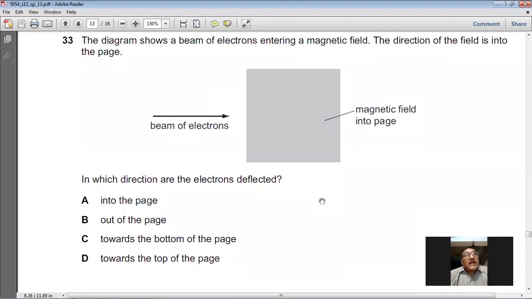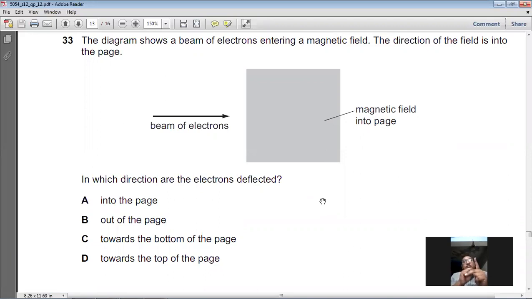The diagram shows a beam of electrons entering a magnetic field. The direction of the field is into the page. In which direction are the electrons deflected? Here we will apply the left-hand rule. According to the left-hand rule, you take your left hand and stretch your fingers in such a way that they are perpendicular to each other. This is called thumb, index finger, and the middle finger.